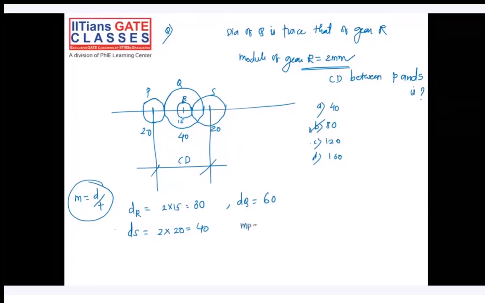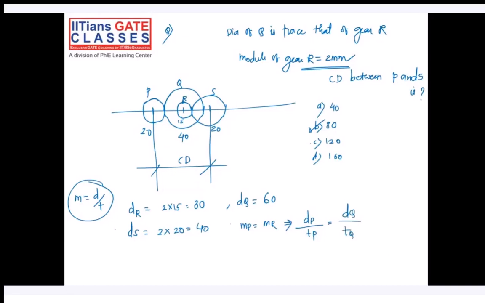What it will give me is diameter of gear P divided by number of teeth on gear P has to be equal to diameter of Q divided by number of teeth on Q. We know all these things except diameter of P, which you can calculate here. Diameter of P will be equal to diameter of Q, which is 60, times number of teeth on gear P, which is 20, divided by number of teeth on gear Q, which is 40. So diameter of P is 30.